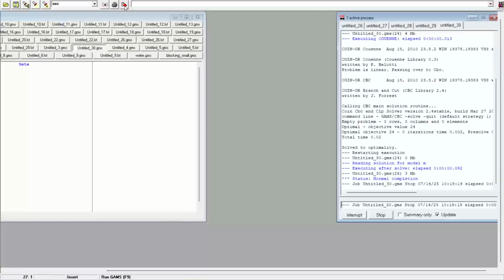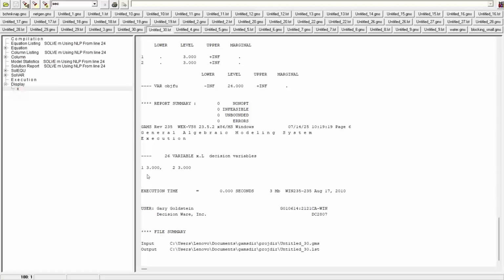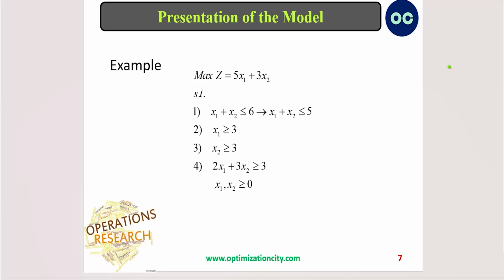Okay, and run. You can see that the optimal solution is x1 is equal to 3 and x2 is equal to 3, and the optimal solution for the objective function is 24. In this slide, we modify the first constraint to x1 plus x2 is less than 5.